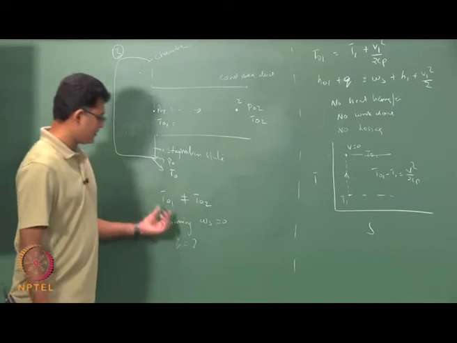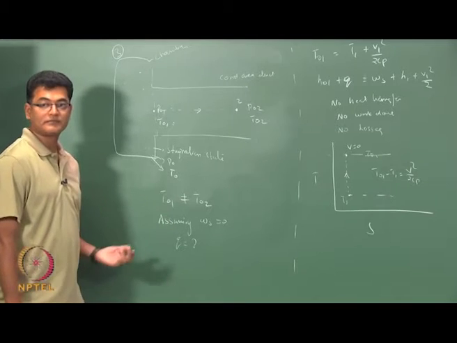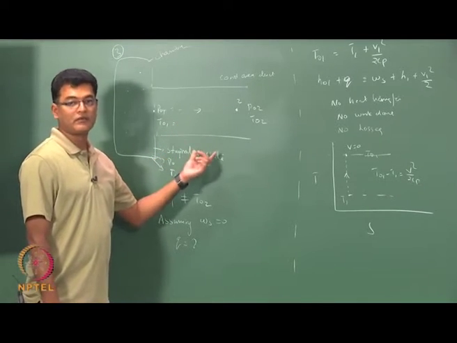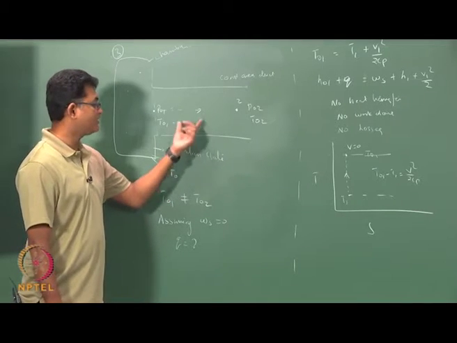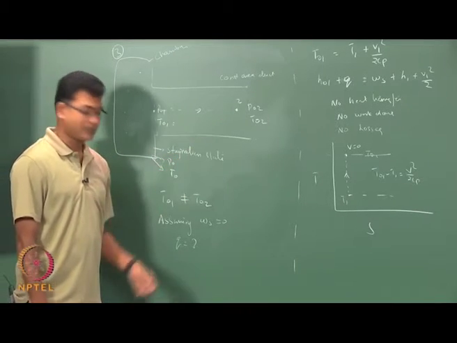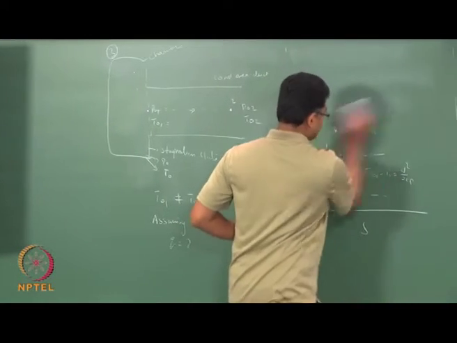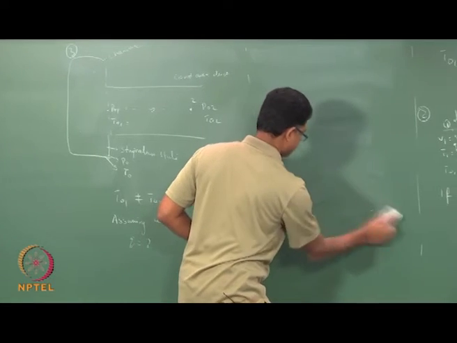So, what is the Q to keep this constant? What is the Q that you need to supply, or what is the heat transfer that is needed to keep your T01 same as T02? So, what is the process in TS diagram?